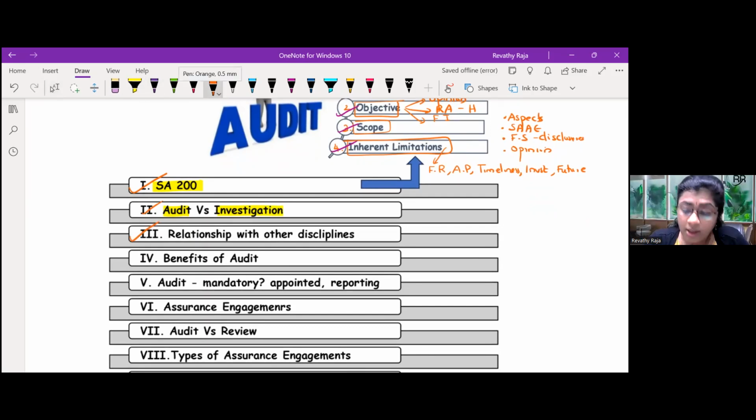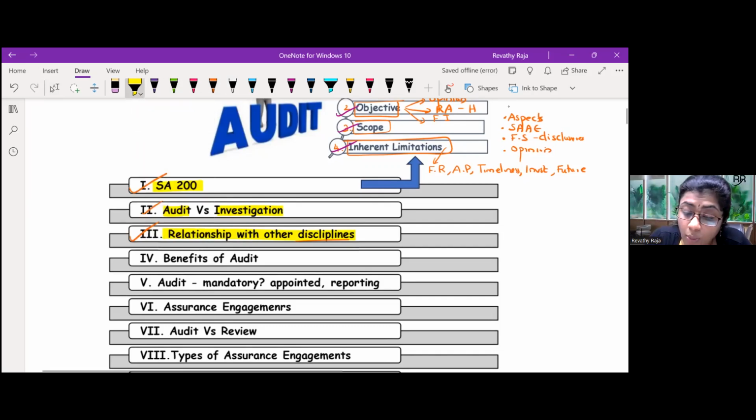Then, audit has a relationship with other disciplines. Just think of your subjects. It has a relationship with a few subjects, starting with accounts, law, economics, production, which is costing, financial management, mathematics and science, behavioral science, etc.